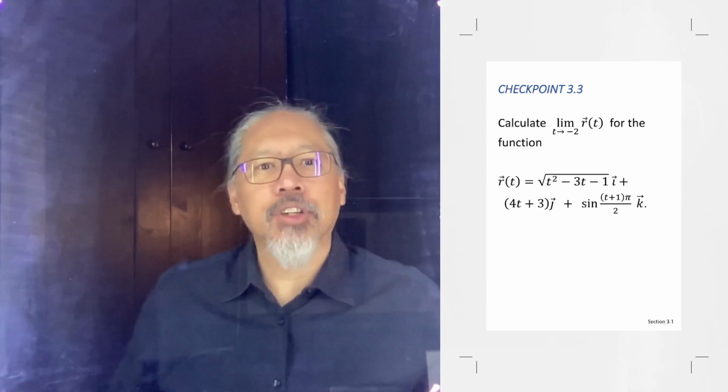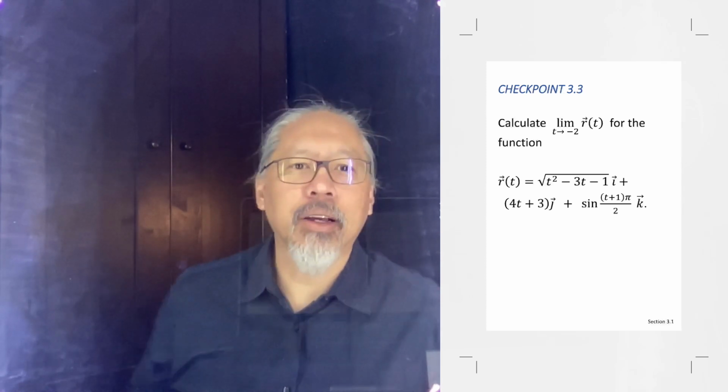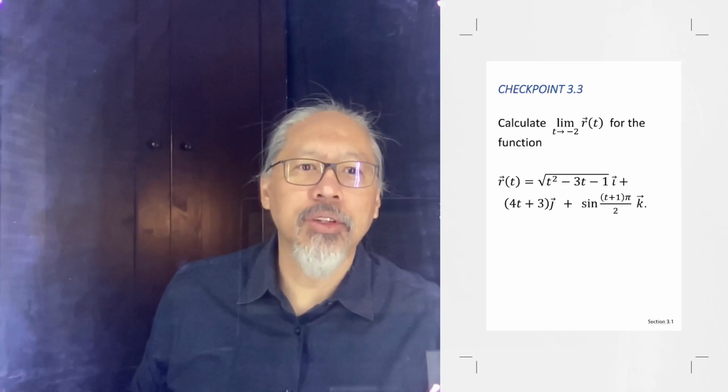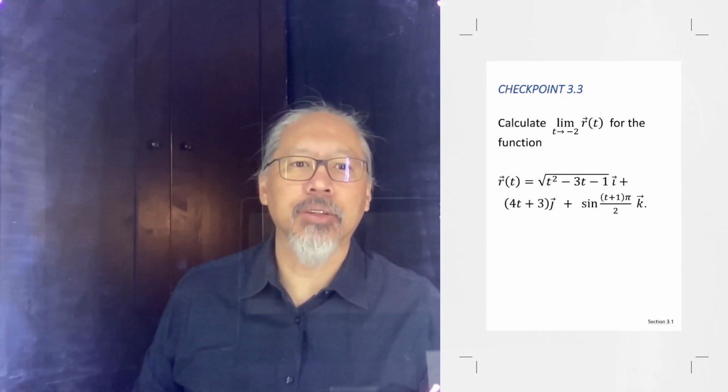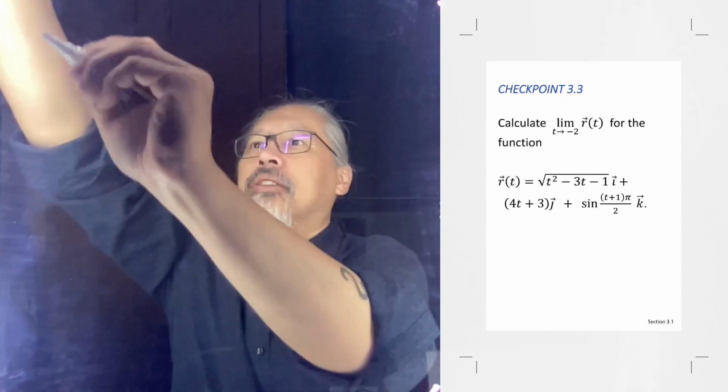Hello, we're at checkpoint 3.3. They want us to calculate the limit as t approaches -2 of this vector valued function. Let's write the vector valued function first.